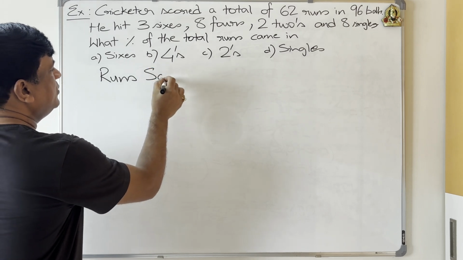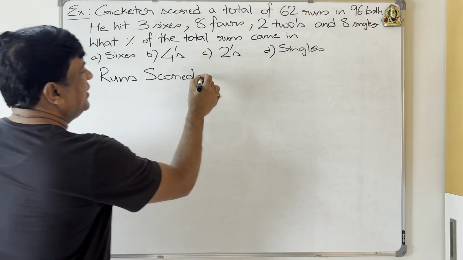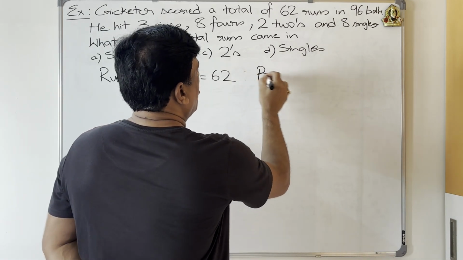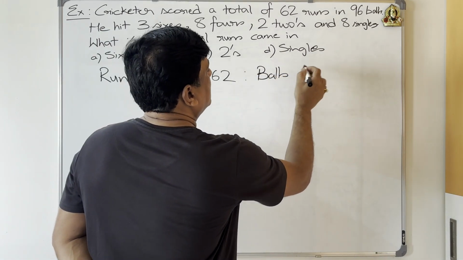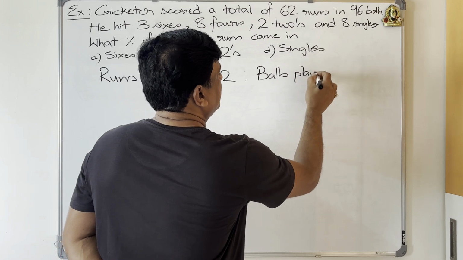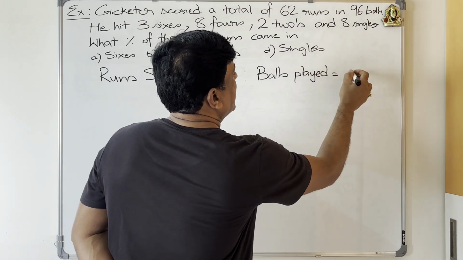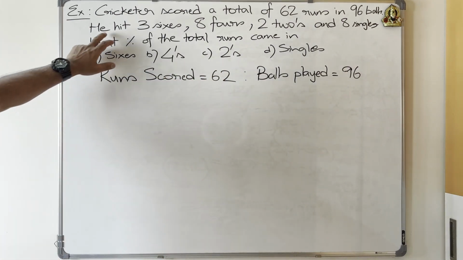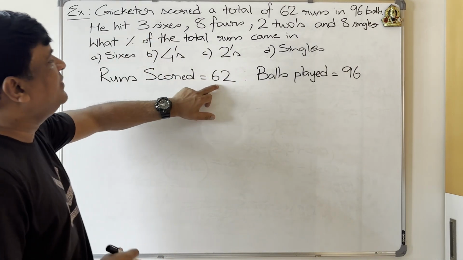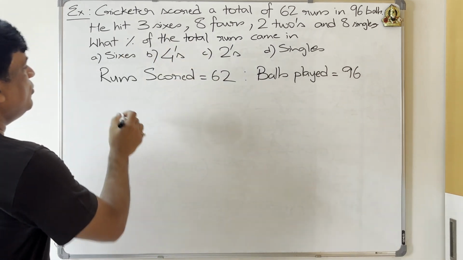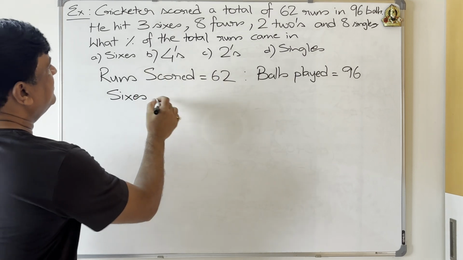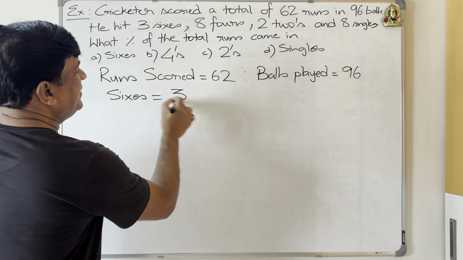Runs scored, total runs scored is 62. In how many balls? Balls played is 96. That's what it is. Now they're giving us the breakdown of this 62, if you look at it. So number of sixes hit is 3 sixes.